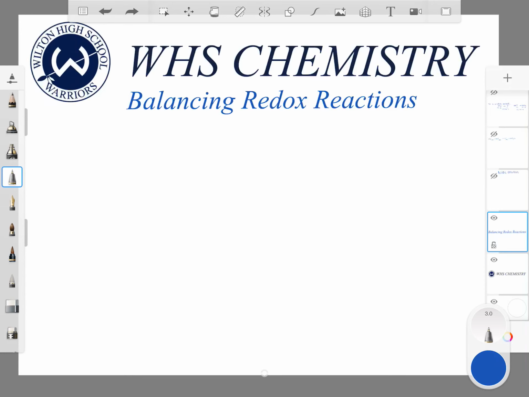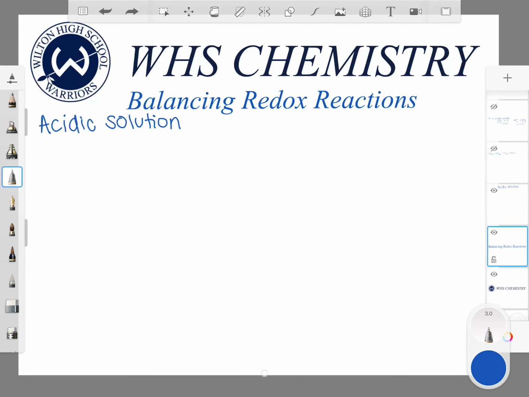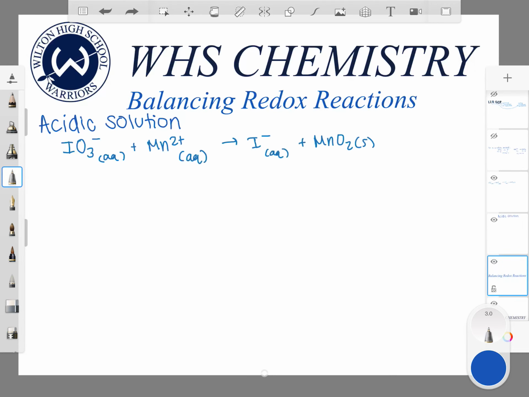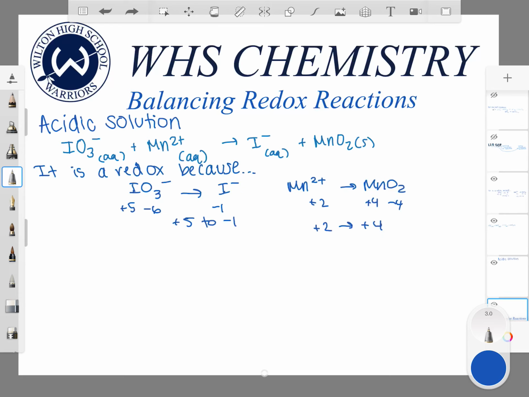To balance a redox reaction in an acidic solution, first you're going to need to have the reaction given to you. So this equation is a redox reaction because IO3- turns into I-. So the oxidation number of I in the reactants is +5 because oxygen is always -2. Since there are 3 of them, it's going to be -6. Since the whole compound has a charge of -1, then I must be +5. And then in the products, I is -1.